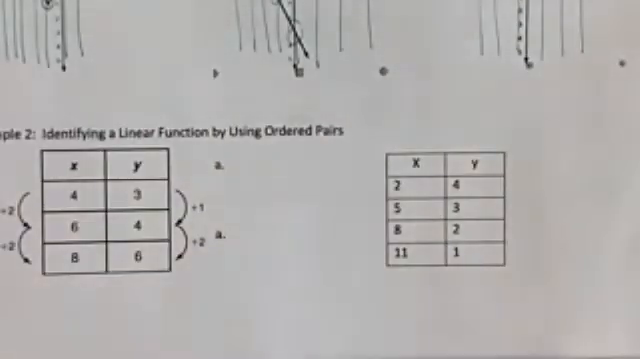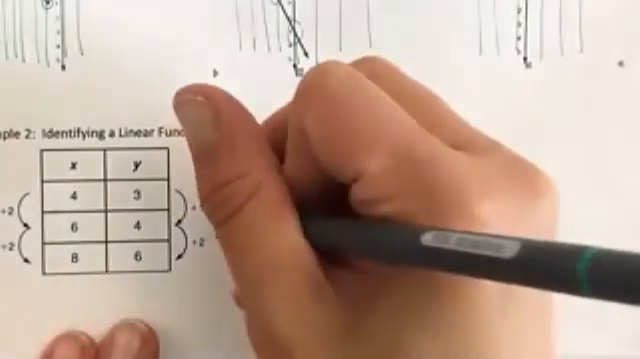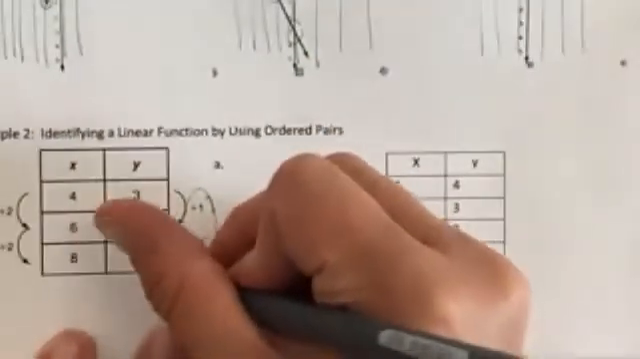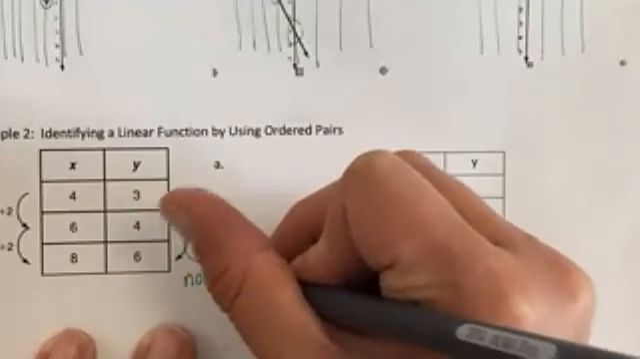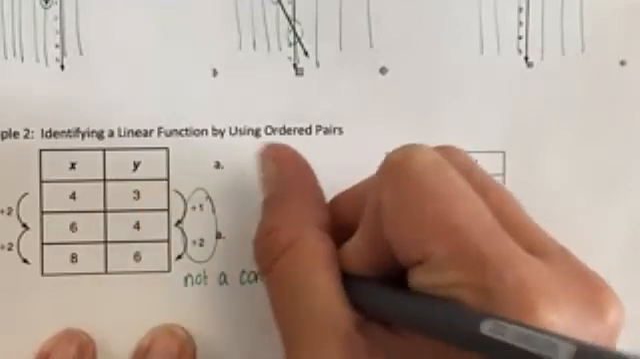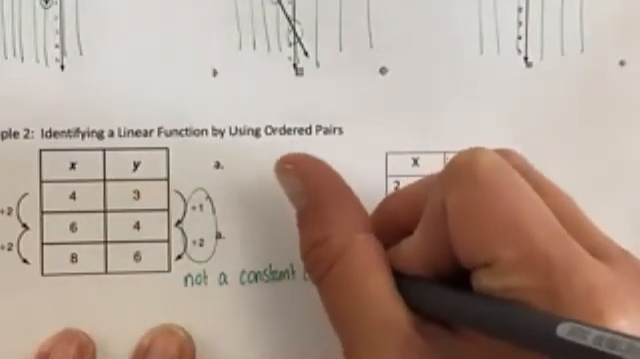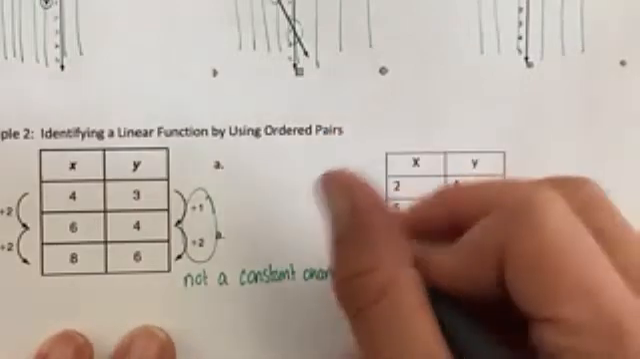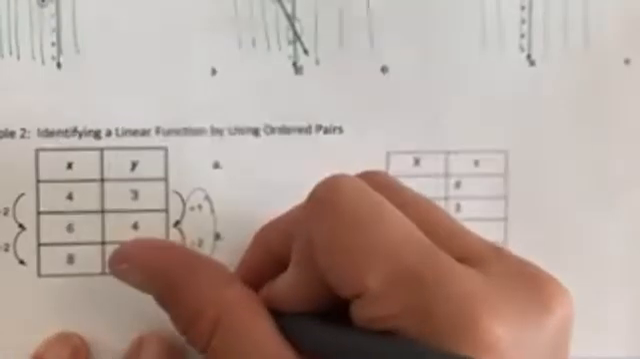So if the number changes? That's right. If the number changes, it's not constant. So I'm just going to circle this right here, and I'm going to say not a constant change. That means that it's not linear.